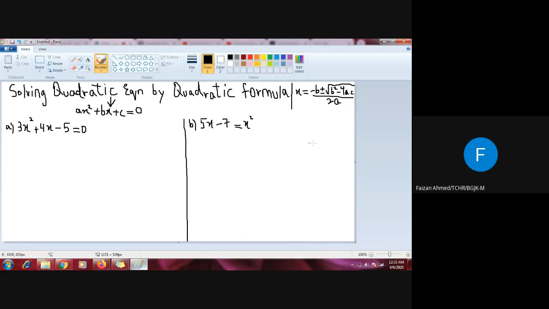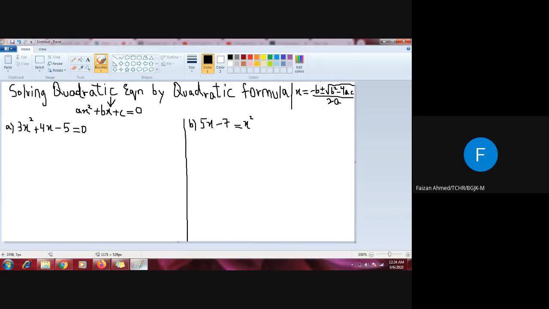The formula which we use to solve a quadratic equation, the quadratic formula, is basically x equals minus b plus minus square root of b square minus 4ac, and this is all divided by 2 multiplied by a, that is 2a. So this is the formula. It is not that difficult: minus b plus minus square root of b square minus 4ac upon 2a. We just need to put the values in this formula.